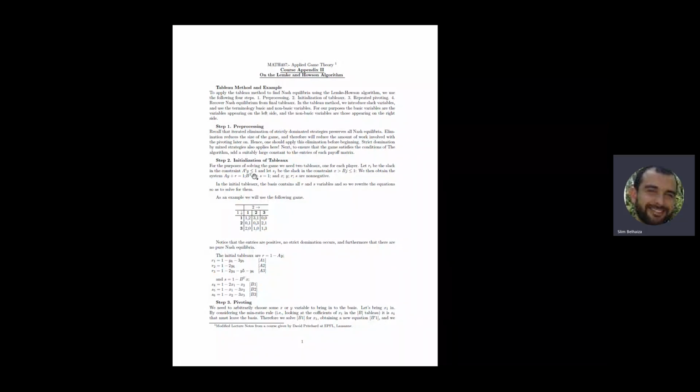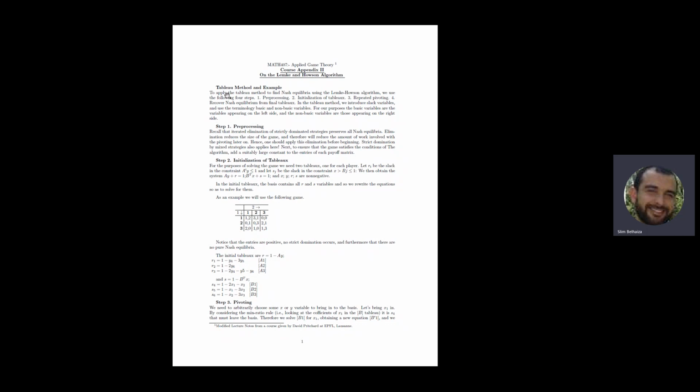Hello, everyone. So we continue with the explanation of the Lemke Howson algorithm. I'm going to share with you some lecture notes, which is Appendix 1, from lectures 6, 7, and 8. Hopefully you see the PDF file. So what do you have here? Here I detail some of the main steps of the Lemke Howson algorithm.